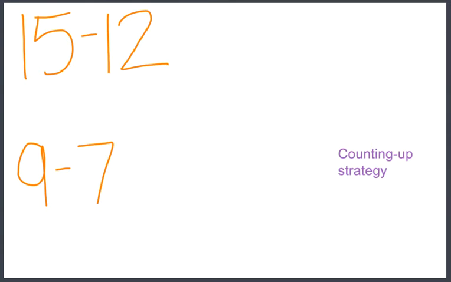And to do that, we start at the smaller number in the subtraction problem, and we count up until we get to the bigger number. So we say 12, 13, 14, 15. The difference is 3. 15 minus 12 equals 3. You can start at 15 and take away 12, but it is much easier to count up 3 instead of counting back 12.